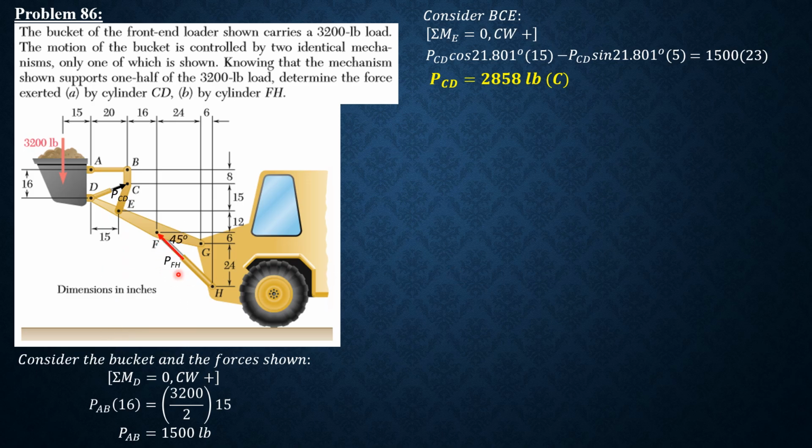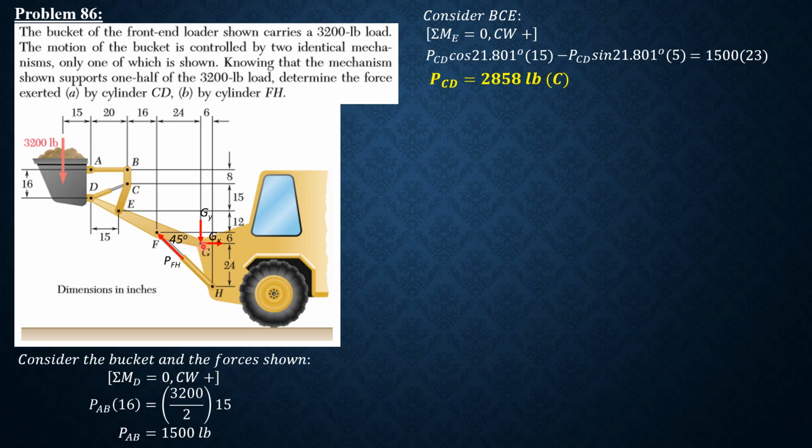So that's PFH. The angle that PFH makes with horizontal is arctan of the vertical, which is 6 plus 24, 30. Then horizontal is also 24 plus 6, so 30. So that's why it's 45 degrees. So this is the free body diagram. So we do not touch the pins. So we only consider these forces.